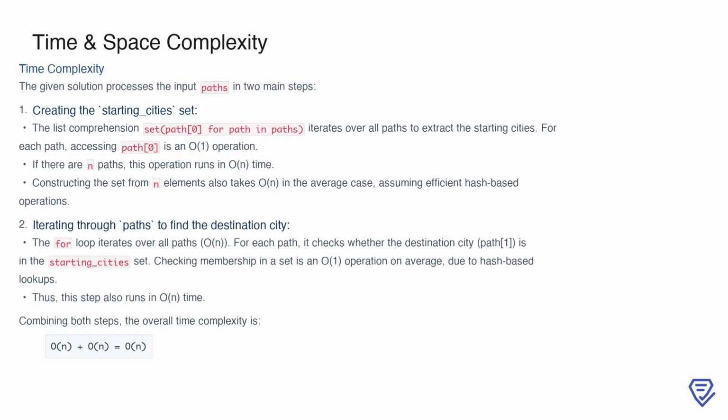Next, we iterate through the paths list again to find the destination city. For each path, we check if the destination city is in the starting_cities set. Membership checks in a set are O(1) on average, so this loop also runs in O(n) time. When we combine these two steps, the total time complexity is O(n) plus O(n), which simplifies to O(n). This linear complexity ensures the algorithm scales well as the input size increases.